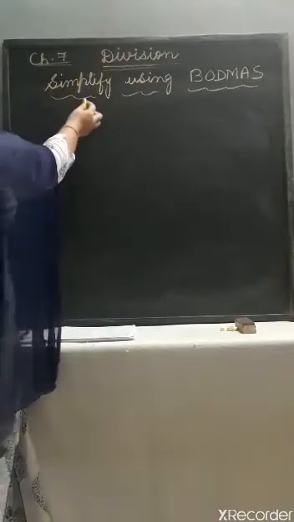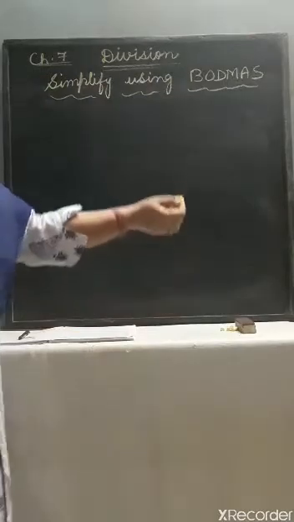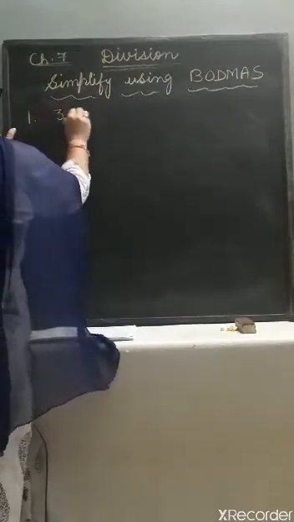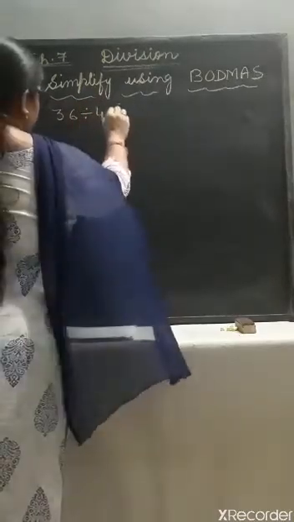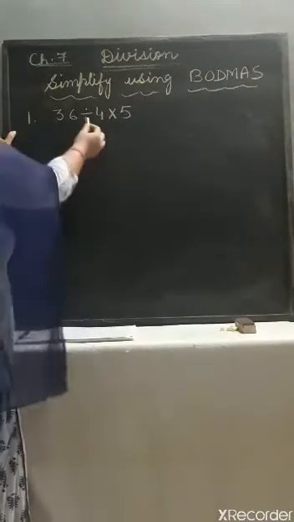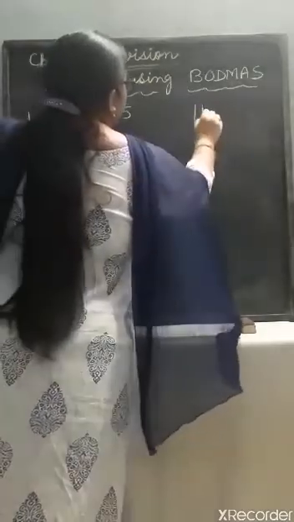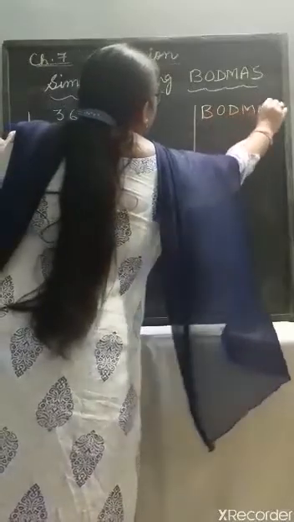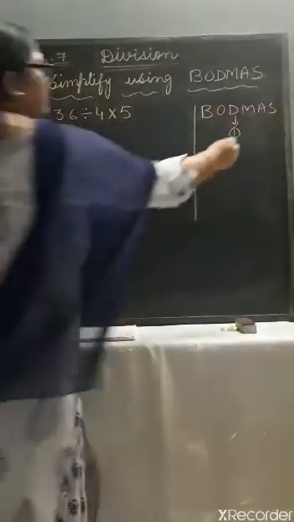Today we will do simplify using BODMAS. Let us take some examples. First one is 36 divided by 4 multiplied by 5. In this question, there are two operations, division and multiplication. According to BODMAS, division will be solved first and then we will solve multiply.